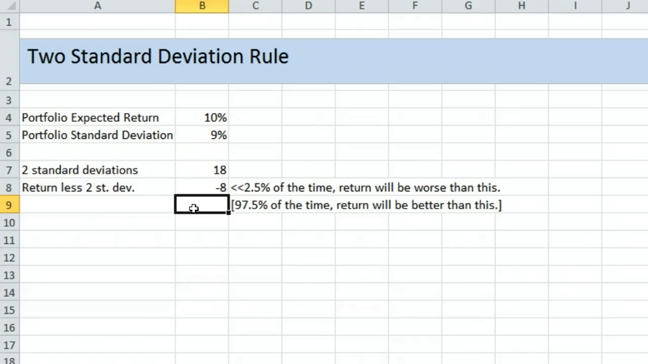In other words, the annual return of this portfolio will be worse than negative 8% only about 2.5% of the time. We'd expect the return to be better than negative 8% the remaining 97.5% of the time.